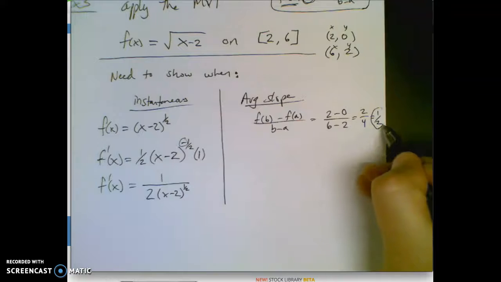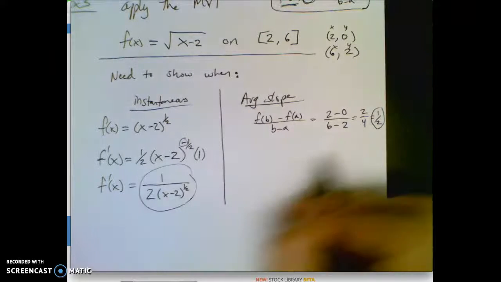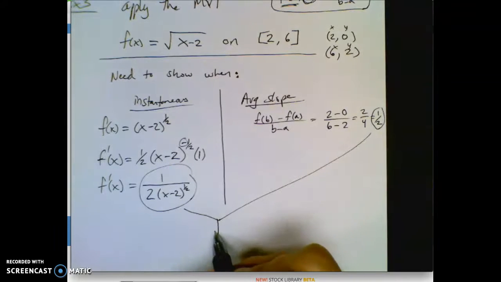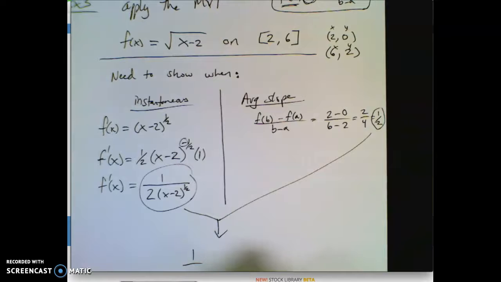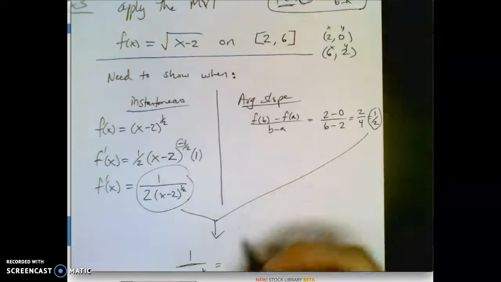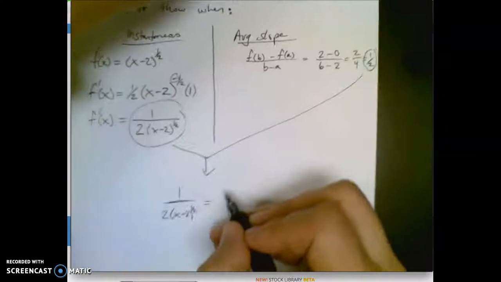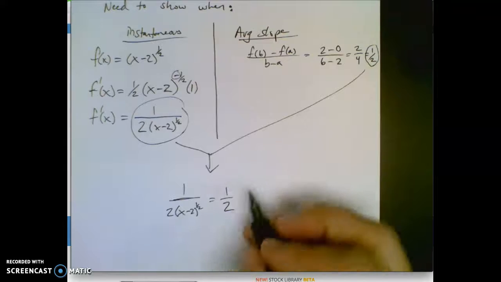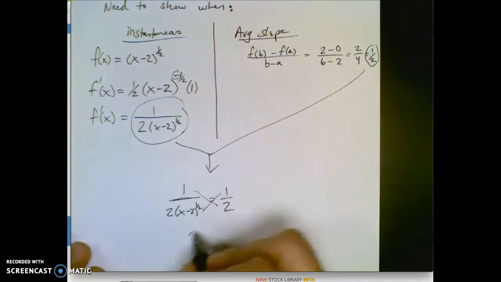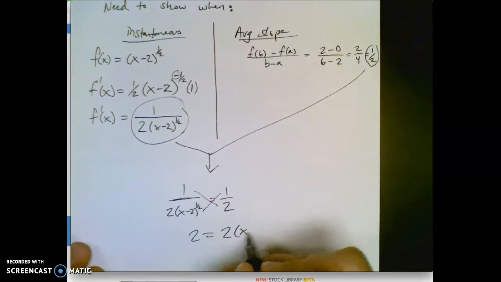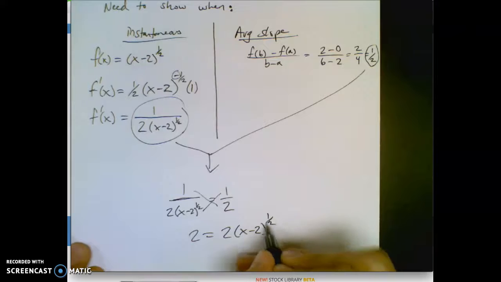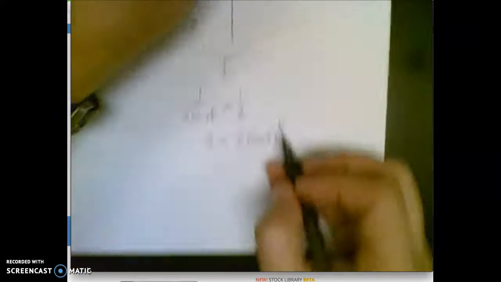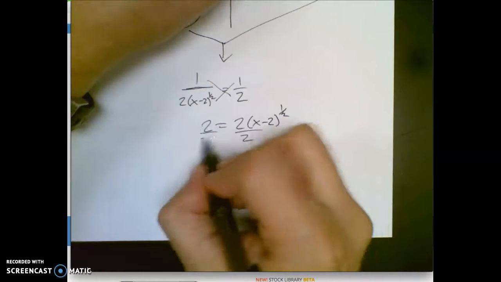So you basically got two answers, and you got to bring them together. By the way, every time you have a mean value theorem problem, you find the instant slope, you find the average slope, you set them equal to each other, and you solve. Okay, now how do I solve this? I don't know, fraction equals a fraction, just cross multiply. All right, divide both sides by 2, easy peasy.